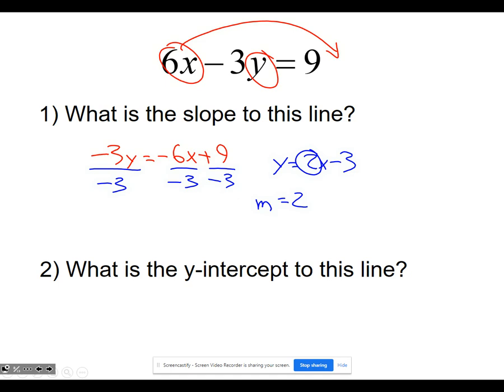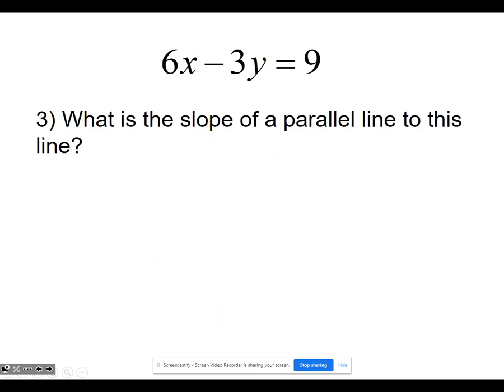And what's the y-intercept to this line? The b value is negative 3. What's the slope to a parallel line? So if we know this is in the form y equals 2x minus 3, and we've already said the slope is 2, we know the slope to a parallel line has to be exactly the same. So it would also be 2.